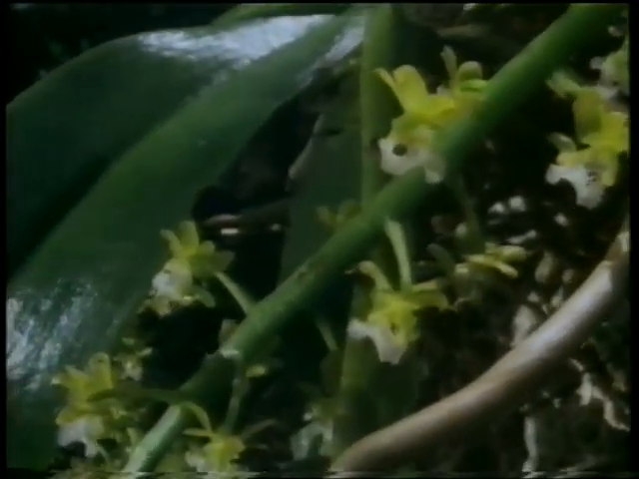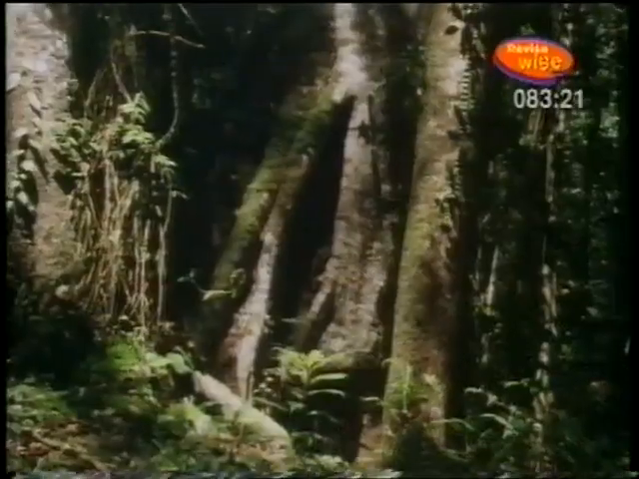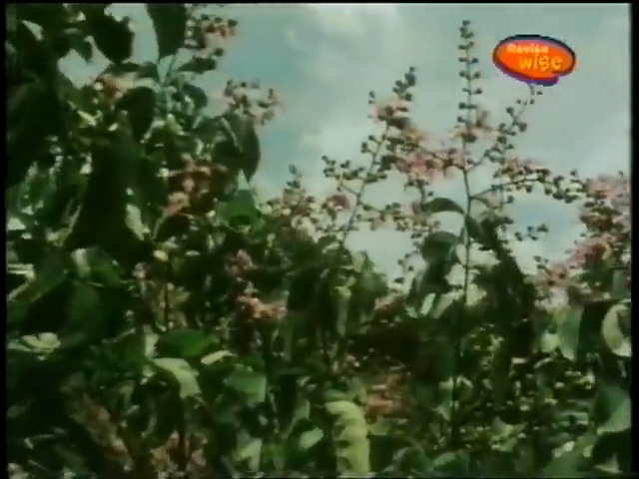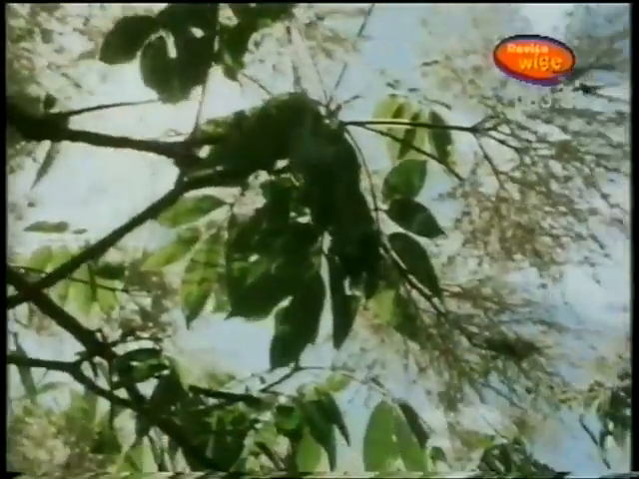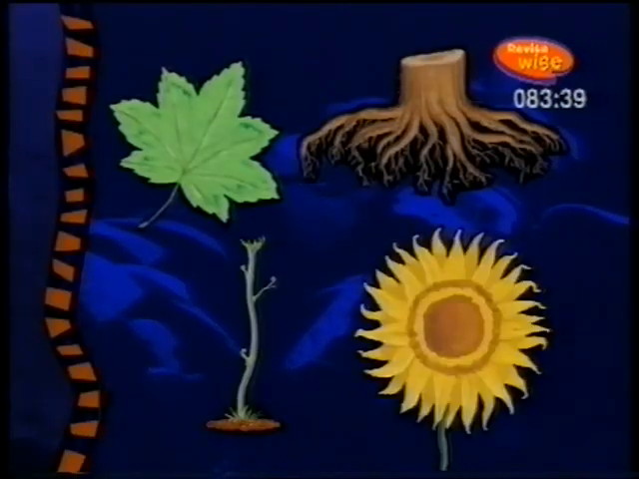There are many thousand different types of plant in the world, from little grasses to enormous trees. But all flowering plants have a few things in common. They use light energy and gases from the air to make more plant. These will show you what all plants share.